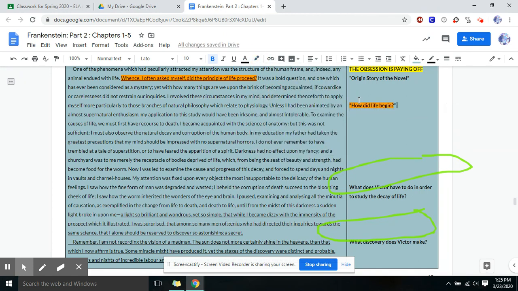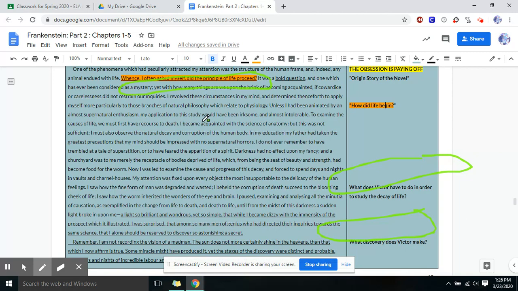So this bold question is a central question of the story, right? Where does life come from? And Victor Frankenstein is going to become obsessed with this concept, the principle of life and where it comes from. And that's going to be the focus of his studies.